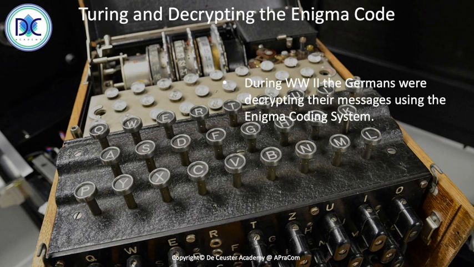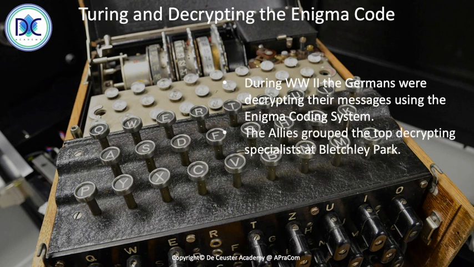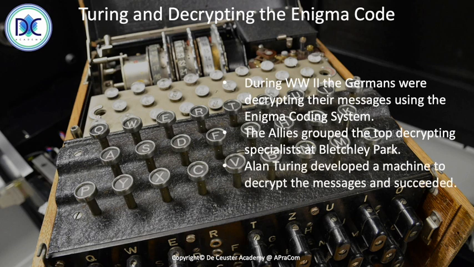People were trying by hand, and a lot of decoders, decryption specialists, were attracted to come and help at Bletchley Park. So the top decrypting specialists were grouped there. Most of them were working by hand, trying to break the code in the classical way. But Alan Turing was a little bit different, and when you watch the movie The Imitation Game, you see what happened in that time.